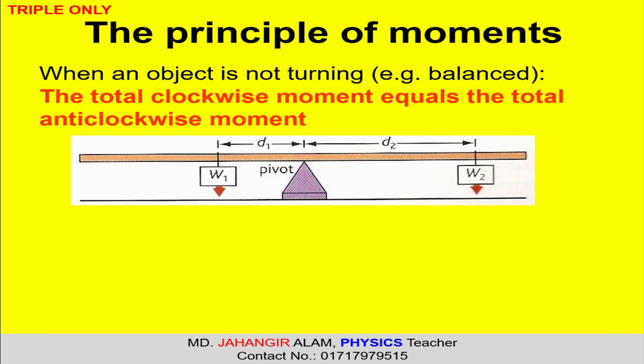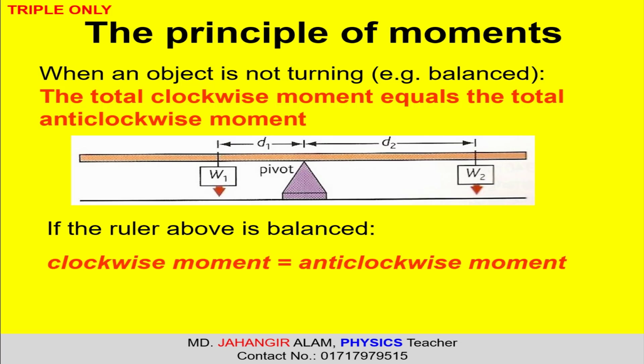Here, look at the object. There is a pivot. If the ruler above is balanced, then the clockwise moment is equal to the anti-clockwise moment. So here the clockwise moment is W2 into perpendicular distance from the pivot D2, and the anti-clockwise moment is W1 into perpendicular distance from the pivot to the line of action of the force D1.